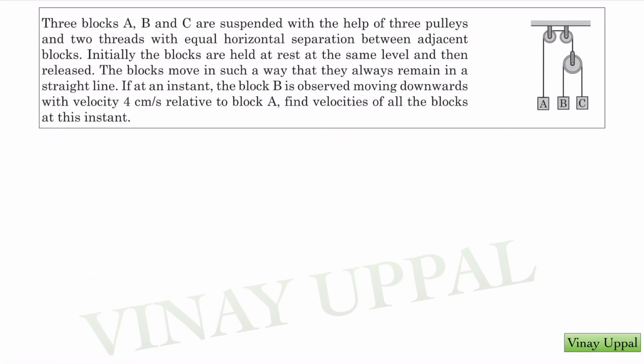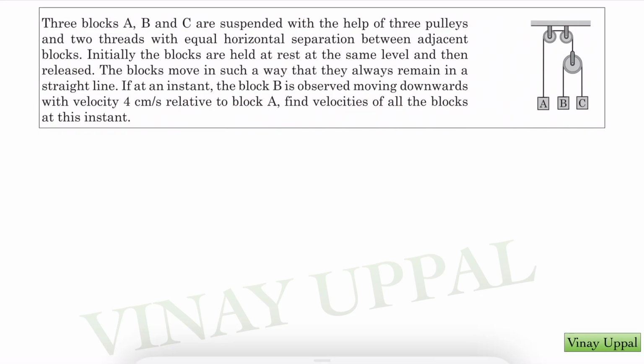So let's do a question. 3 blocks A, B and C are suspended with the help of 3 pulleys and 2 threads with equal horizontal separation. So we have equal horizontal separation between AB and BC. Initially the blocks are held at rest at the same horizontal level, and then released. The blocks move in such a way that they always remain in a straight line. If at an instant the block B is observed moving downwards with velocity 4 cm per second relative to block A, find the velocities of all the blocks at that instant. Relative to block A, that is the important point.